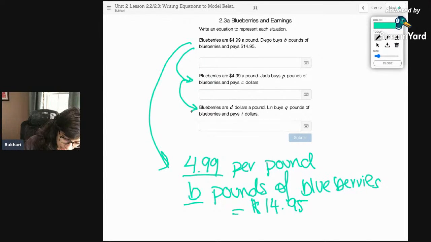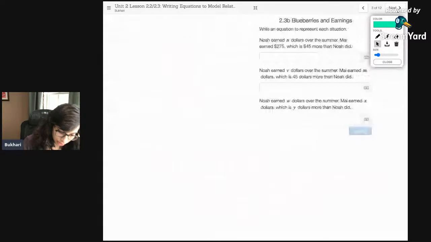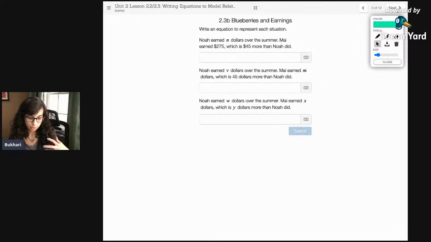And so we have this activity when it comes to blueberries and earnings. And now it transitions to representing earnings over working over the summer. I'm sure many of you may be working over the summer. I used to work over the summer too, and understanding how much you earn, maybe in comparison to others, or how much you earn in comparison to how much you earned last year. So these things should hopefully be slightly familiar as you're working through them.